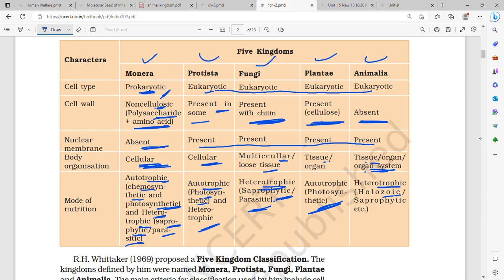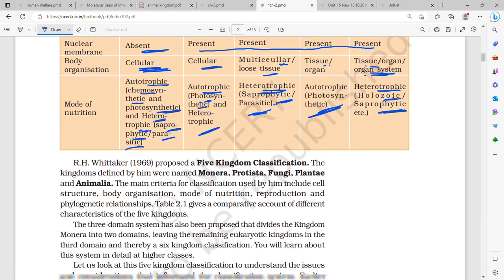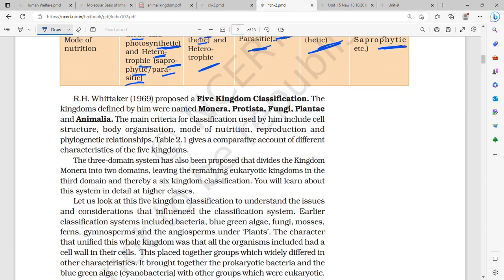That too holozoic, like we eat. That is, we convert complex substances, break them down into simple ones, and then absorb them. And saprophytic, that is on dead and decaying matter.